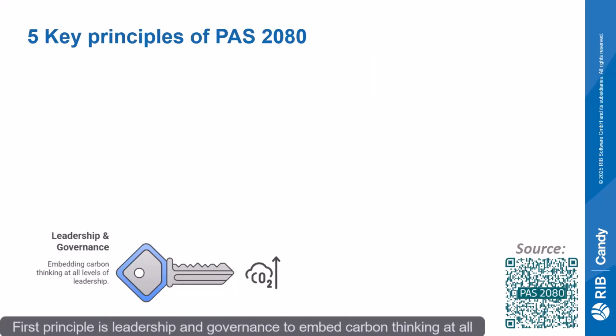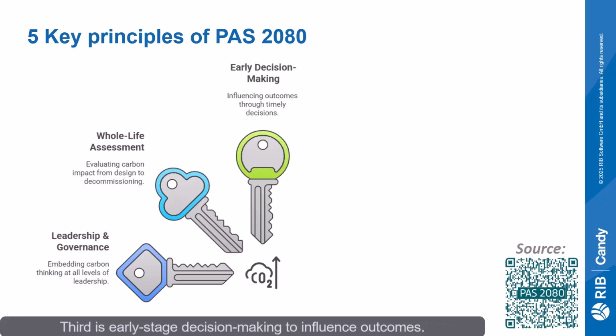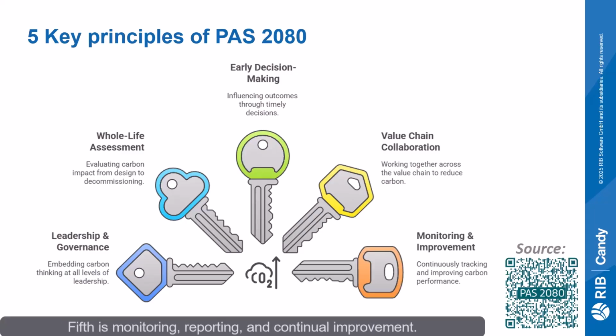First principle is leadership and governance to embed carbon thinking at all levels. Second, whole-life carbon assessment, from design to decommissioning. Third, is early-stage decision-making to influence outcomes. Fourth is collaboration across the value chain. Fifth is monitoring, reporting, and continual improvement.